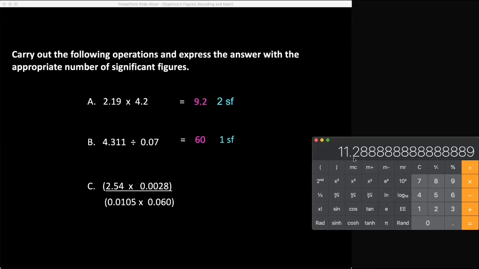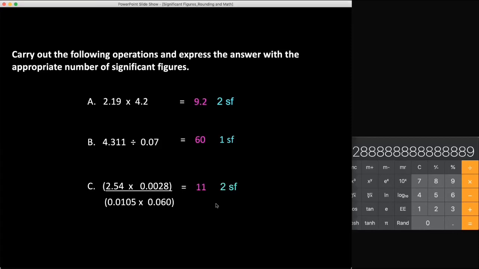So if I look at that 11.28, 11 is where I have 2 sig figs. I look at this 2 behind that 1 and see that it's not 5 or greater. Therefore, I don't have to round up. Final answer is 11.